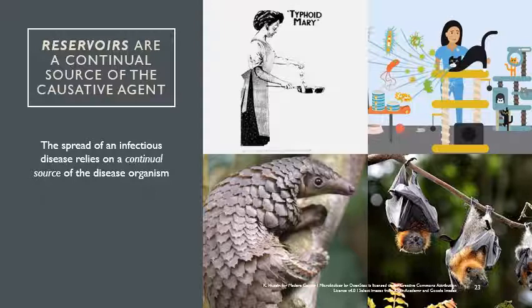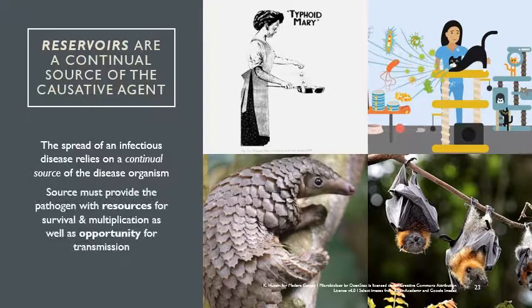So that spread of an infectious disease really relies on having one of these continual sources of the disease organism, or the causative agent. We'll talk about how we categorize those in just a moment. The source has to provide the pathogen with enough resources for them to survive and multiply. So that pathogen has to be able to hijack the host cells or the reservoir cells, or else survive in or on it. And it also has to have the opportunity for transmission.